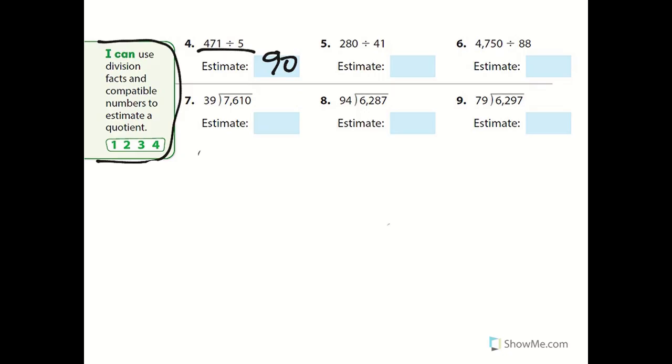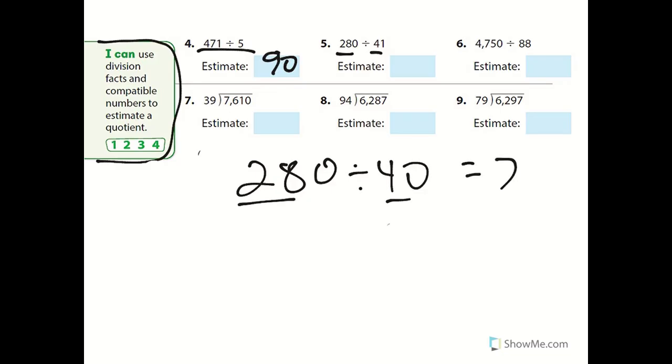All right, so math facts, 28 and 4 are math facts. So I got 280 divided by 40. 28 divided by 4 is 7. 10 divided by 10 is 1, so the estimate is 7. All right, you go ahead and try number 6. Try number 6, and then we'll go over it.